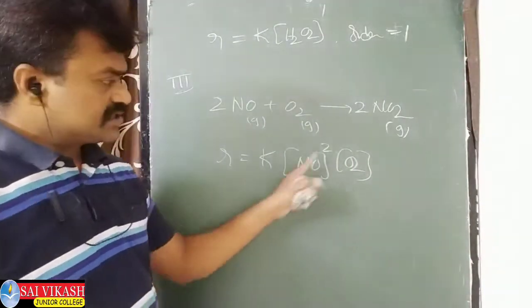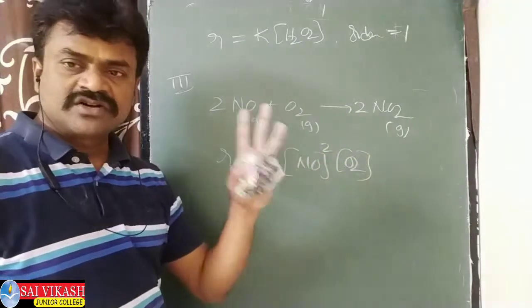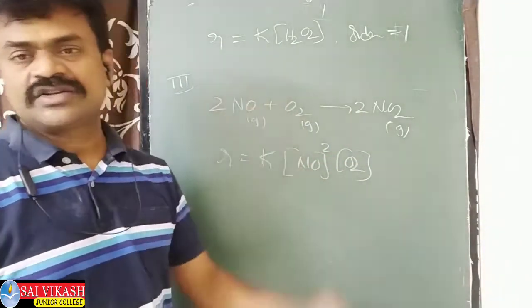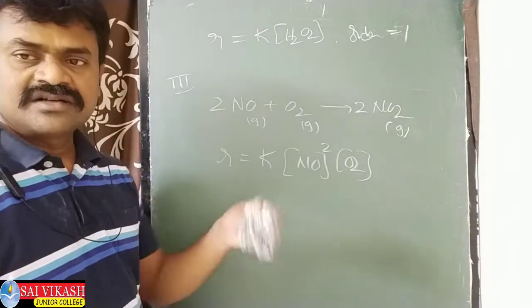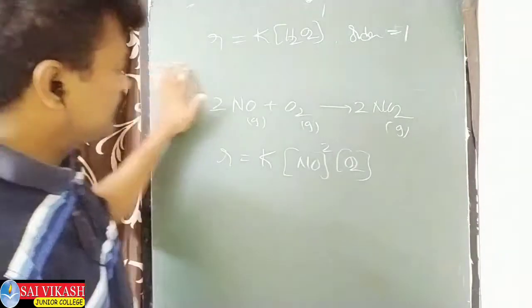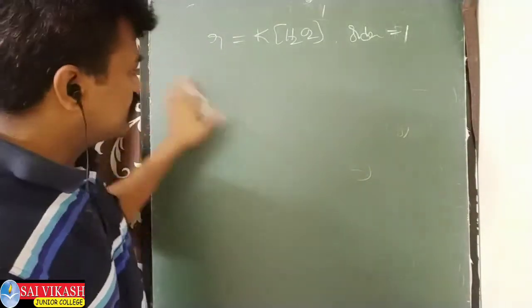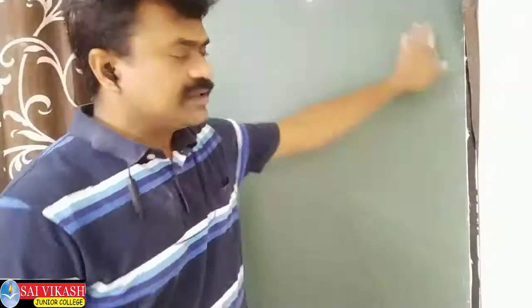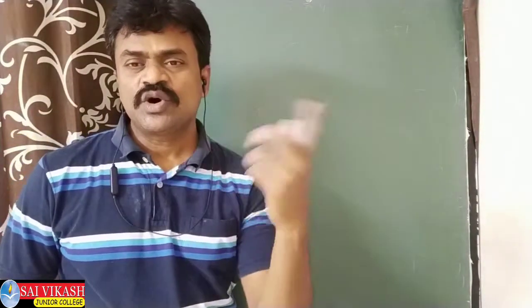So the rate equation is this. Now 2 plus 1, third order it is. So here the K is third order rate constant. Third order rate constant. So first order, second order, third order is over. Now I will tell you the examples for the zero order. Zero order, how is it possible? See, I will tell you.